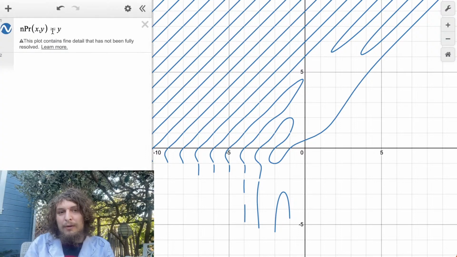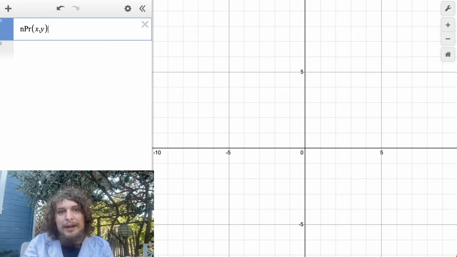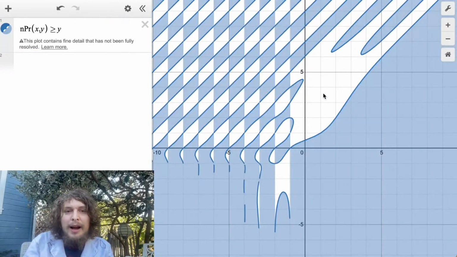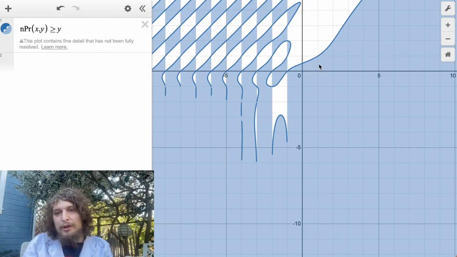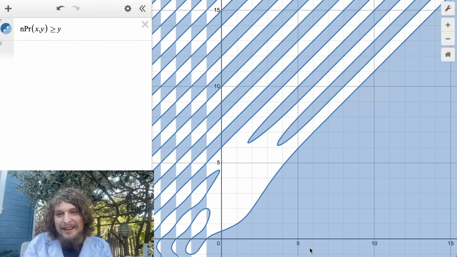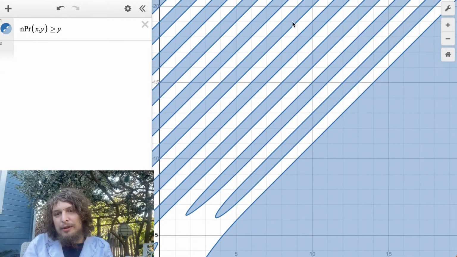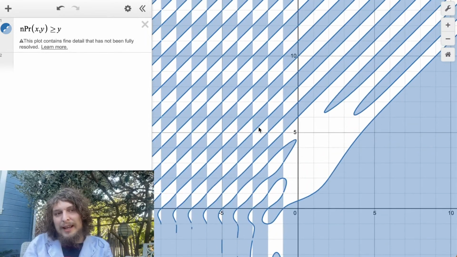What we're going to begin with is just turning this into an inequality, greater than or equal to y. And already we get this interesting pattern. We have different quadrants doing different things. This quadrant is completely filled in. This one has this wavy thing that sort of approaches stripes. And this one approaches a sort of slanted checkerboard.